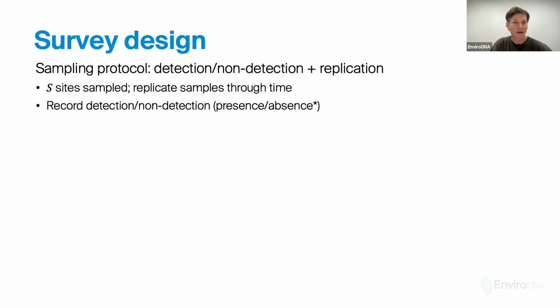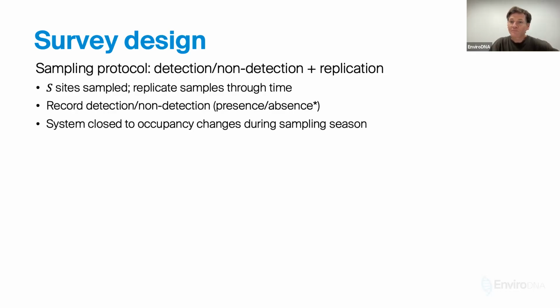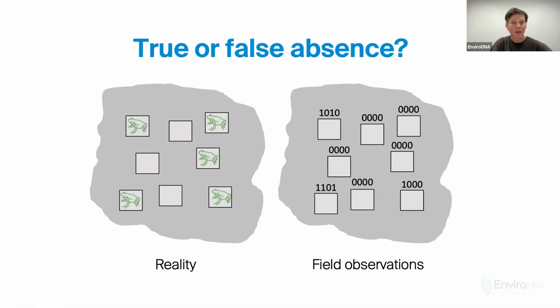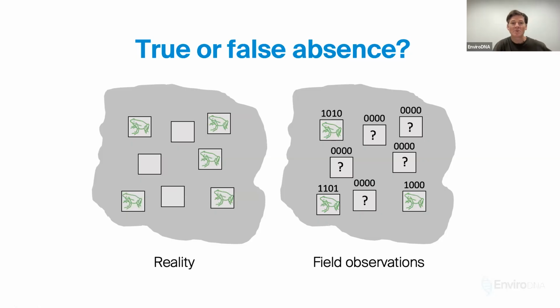It's a bit wrong. And with the assumption that there are going to be no changes during your sampling season in occupancy, you can then map out your results. So here's a partial result of detections and non-detections on a blob. And you may get a number of hits from your observations. And so what do you do with those hits? What about the ones where you have negatives?